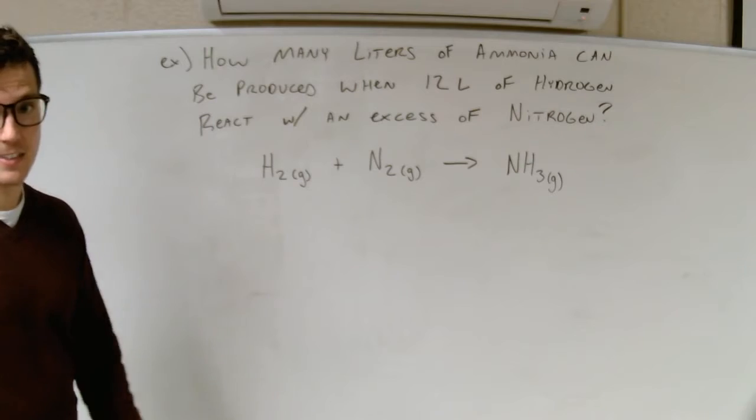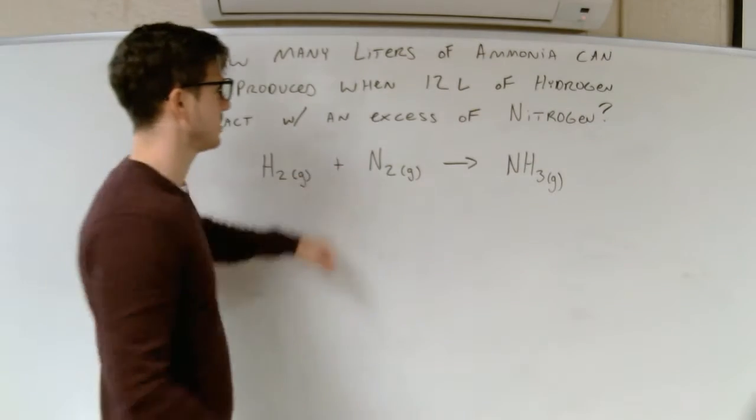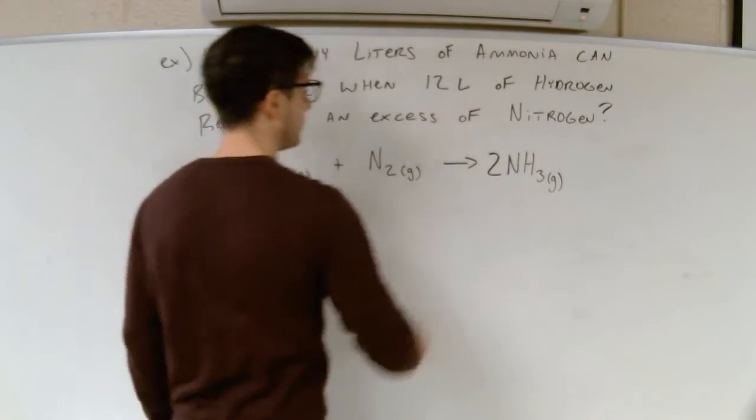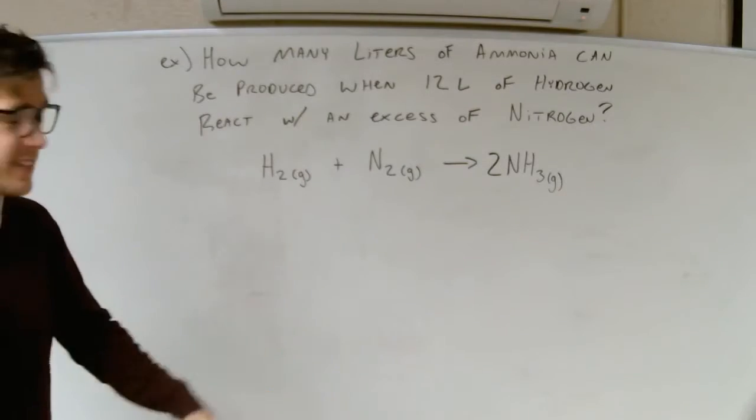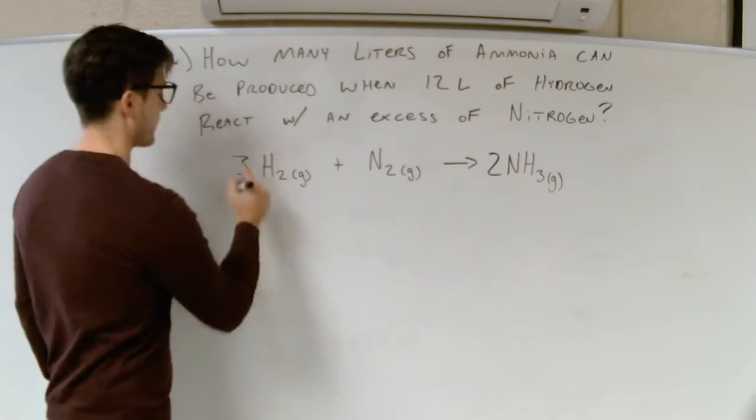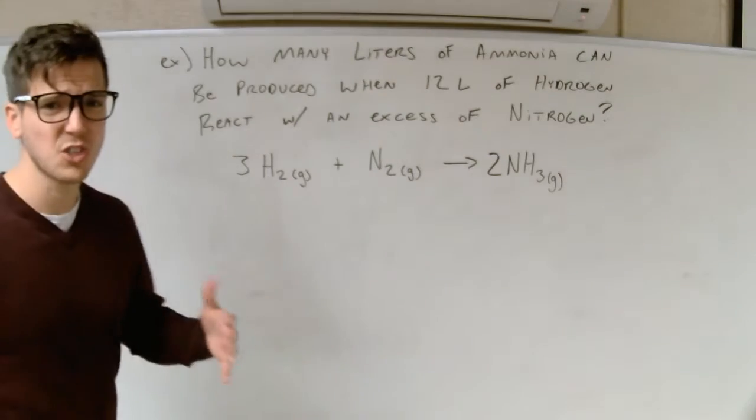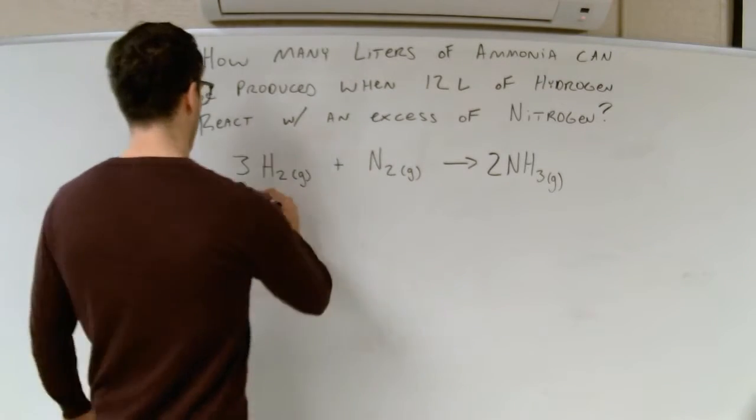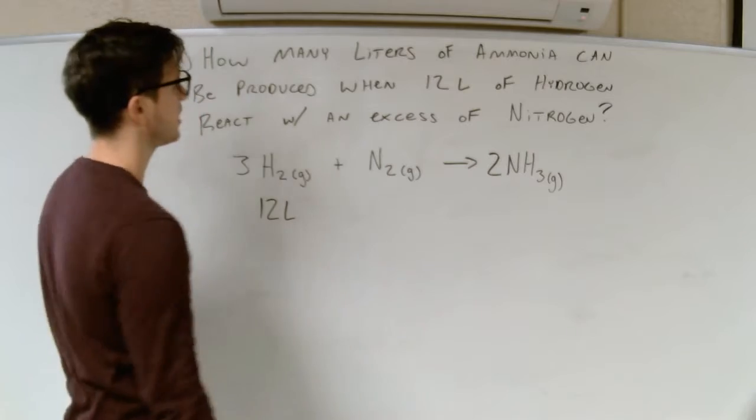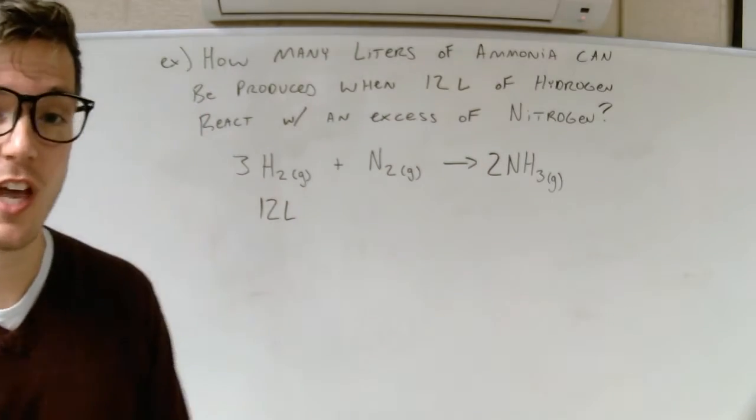It's not, okay? We got 2 nitrogens here. Let's put 2 there to get 2 nitrogens, but now we got 6 hydrogens. So let's go ahead and put 3 in front of that hydrogen gas there. So all we're doing now is going from 12 liters of hydrogen to liters of ammonia.